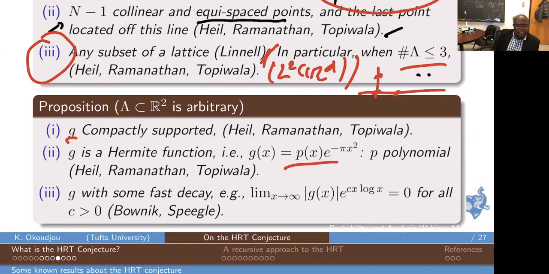And one of the best results along those lines is a result by Bownik and Speegle. They show that if you have a little bit less decay than the Gaussian, then you can still prove that the HRT is true essentially for any arbitrary set of points in two dimensions. They extend this result to some special cases of sets in dimension d as well. And so this is also a very interesting result that uses essentially the decay condition on g to get something about the HRT conjecture. So if I have to be very general, this is essentially what's known.